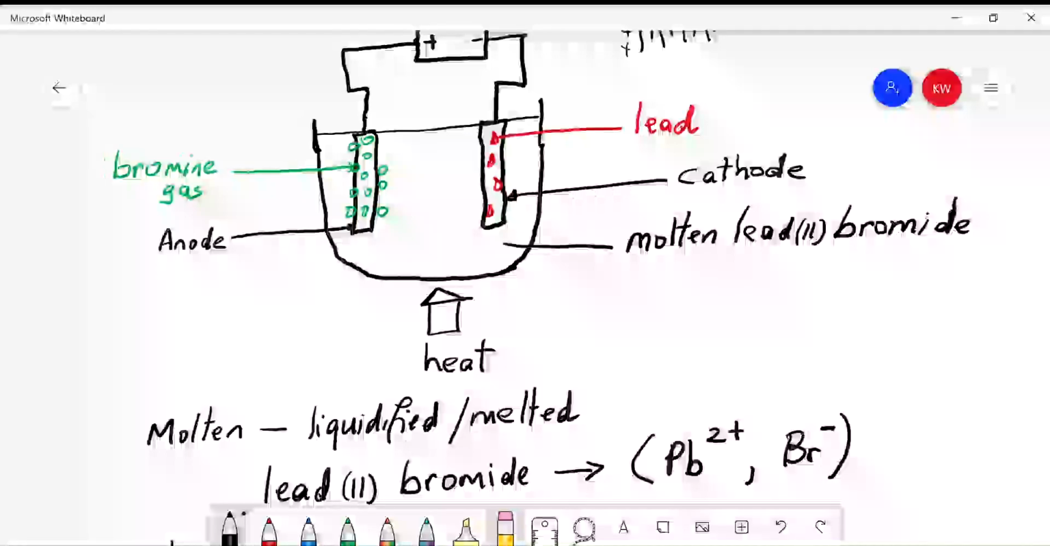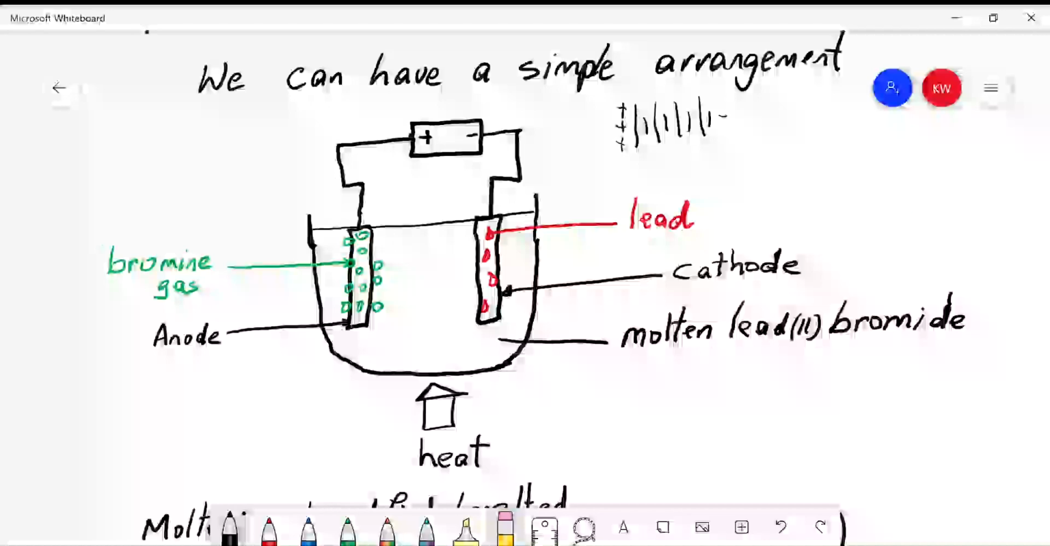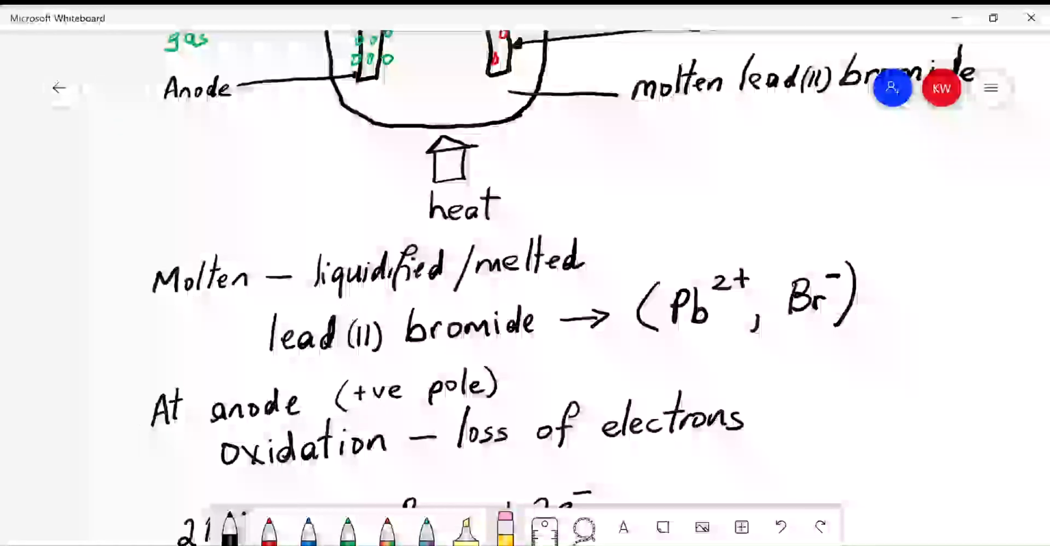The positive end of the battery will cause electrons to drift towards this portion. This positive portion will pull electrons here. The negative portion will push electrons. So the lead(II) bromide is going to behave in a way that it would normally behave. Let's take a look at what's taking place at each end.